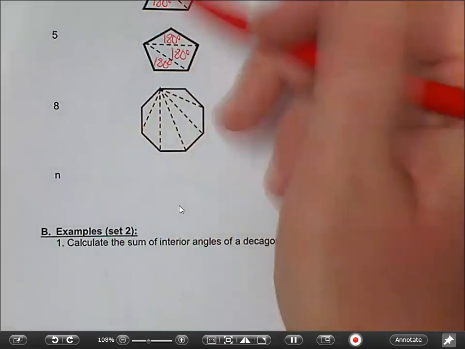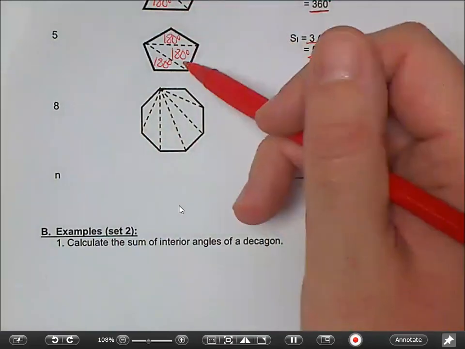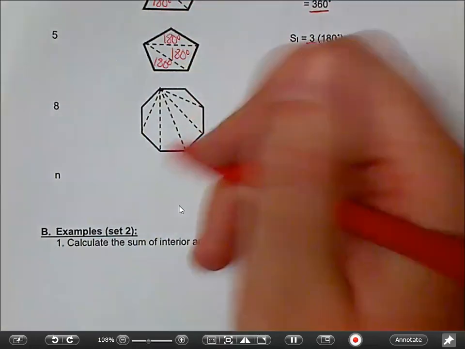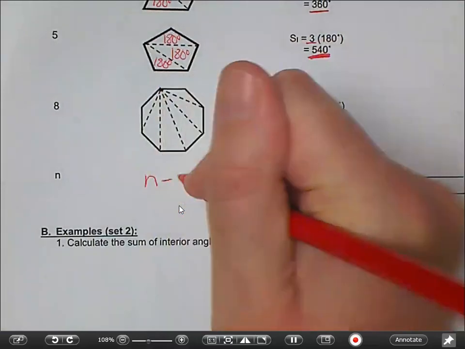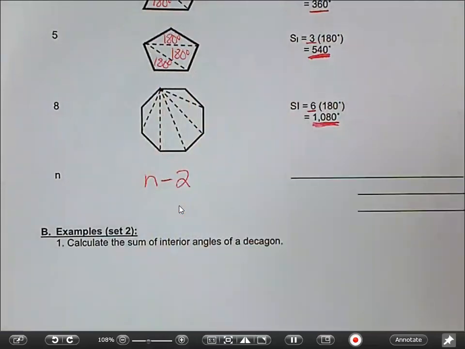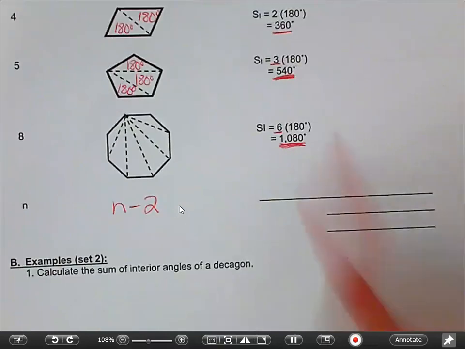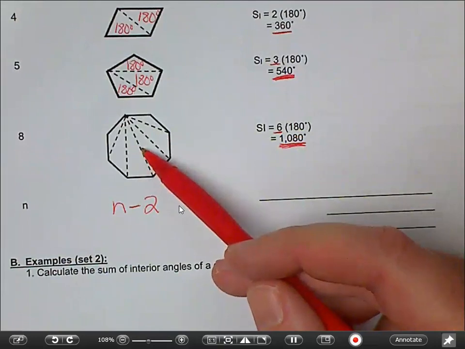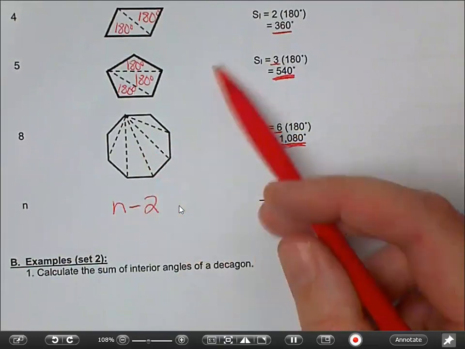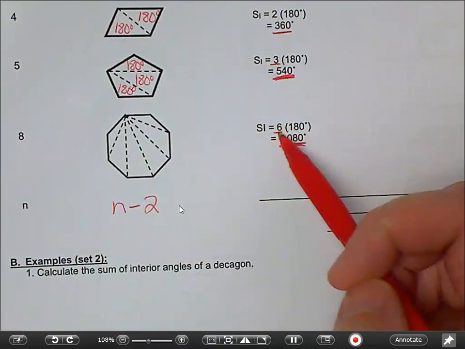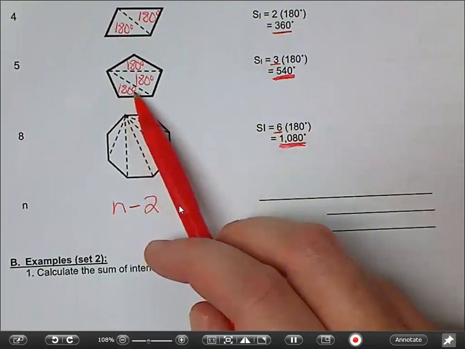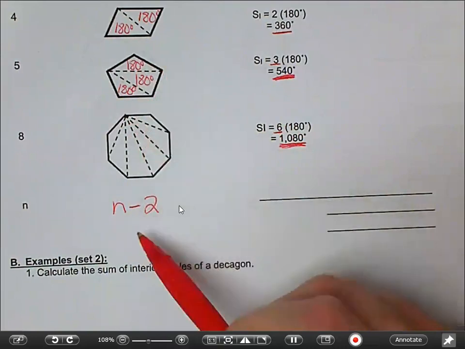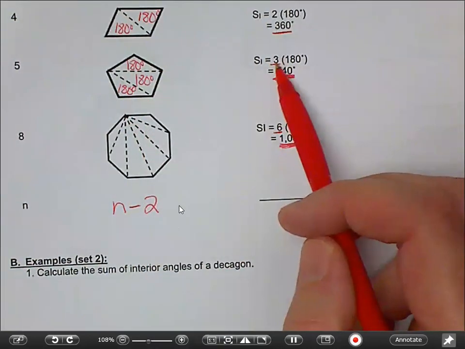So up here we said, okay, we had sides of 5, sides of 8, but now let's say we have sides represented by n minus 2. Now you're probably wondering, okay, where the heck did that n minus 2 come from? Well, take a look at some of the formulas we came up with up here. An octagon has 8 sides. So 8 minus 2 would give you 6. That's why we got a 6 hanging out in our formula. A pentagon had 5 sides. 5 minus 2 is 3. That's why we have a 3 in the formula.